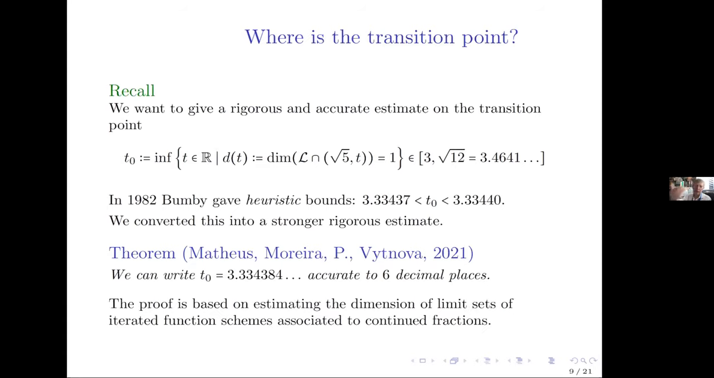And as I said at the beginning, the proof is just based on computing the dimension of limit sets of certain iterative function schemes. So just contractions in the interval given in a very simple sort of way. So let me move on, hopefully, to the dynamics. Let me just check what numbering I have on the slides.